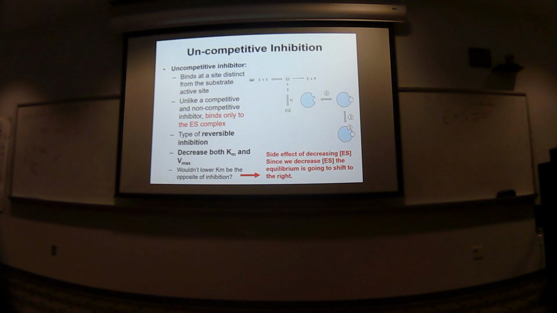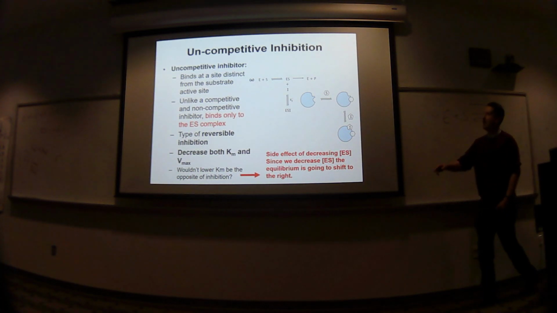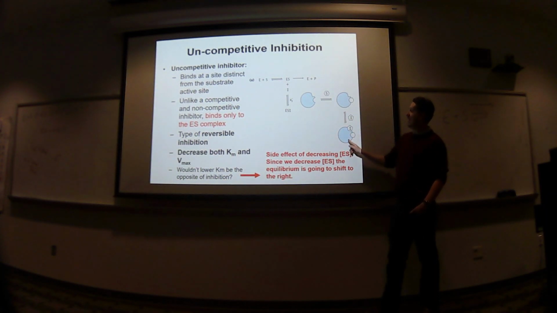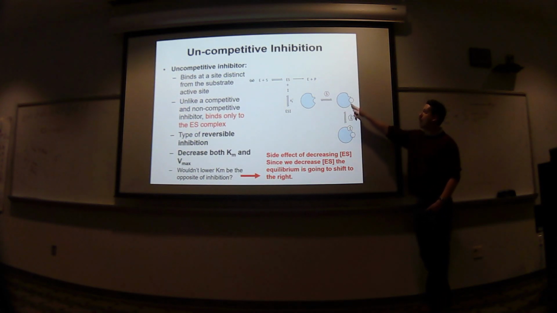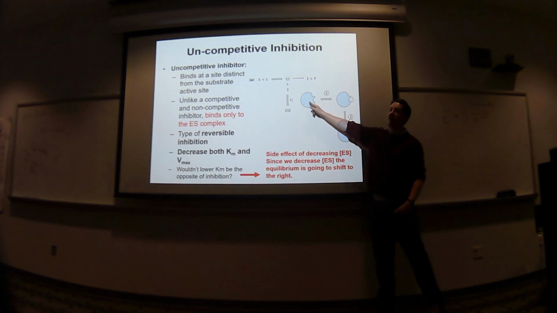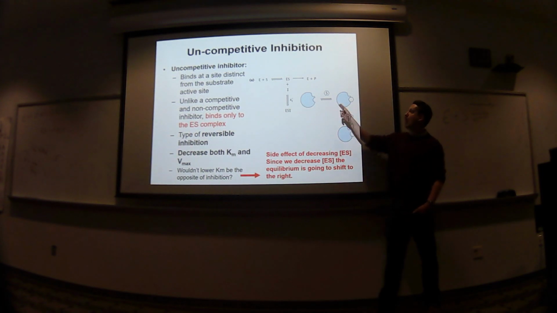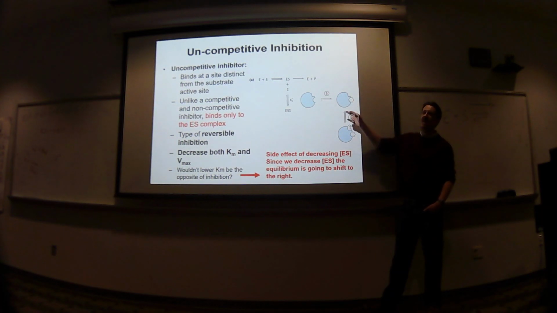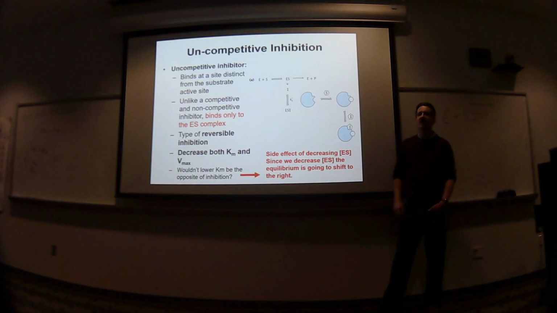This is the uncompetitive. This is the one where the substrate has to bind first, and then the inhibitor will bind. The inhibitor will not bind here. That would be a competitive type. It will only bind here when it has already bound to some substrate. There should be a little S there, I think, to make that clearer, but just pretend that's there.